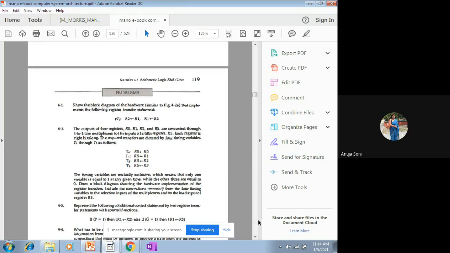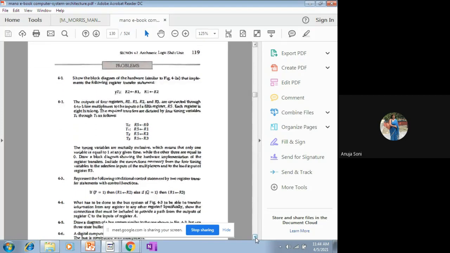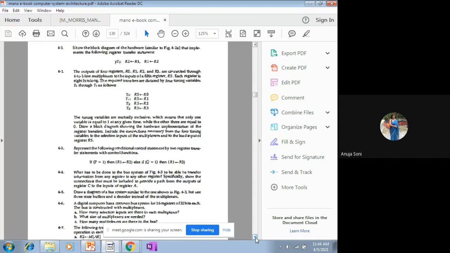And now I would like to come to question number 4.3. It's a similar kind of question as we have done in 4.1. Represent the following conditional control statement by two register transfer statements with control functions. Again, you have to draw the block diagram for these given statements. What is given: if P is equal to 1, then this register transfer should take place; and if the value of Q is equal to 1, then this kind of register transfer should take place.